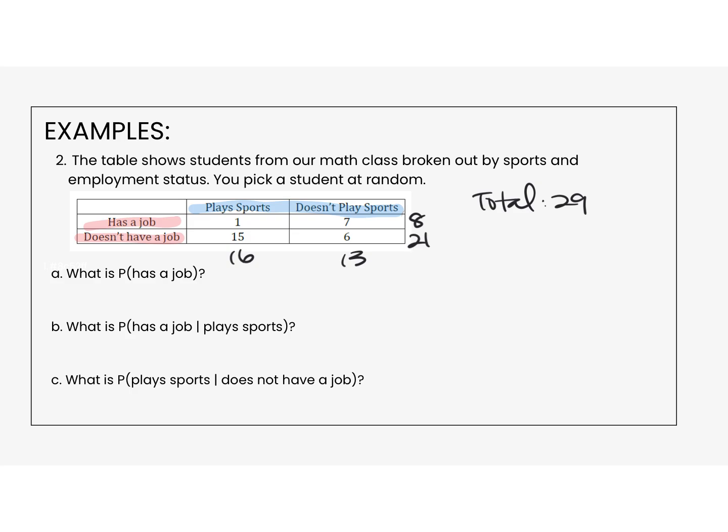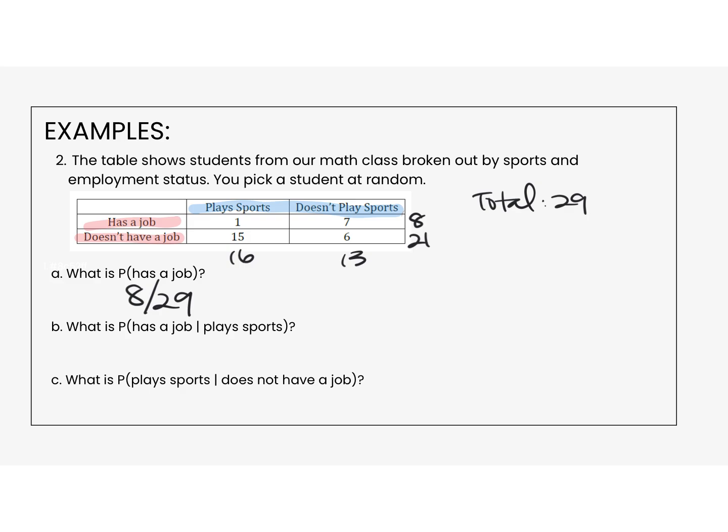Okay, so first one is just basic. What is the probability that a student has a job? Well, we look at the has a job row, which is here. This row says there are 8. That's that total. 8 students out of a total 29 that have a job. And we're just going to leave it as a fraction here.